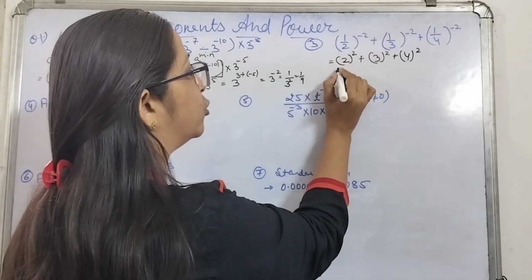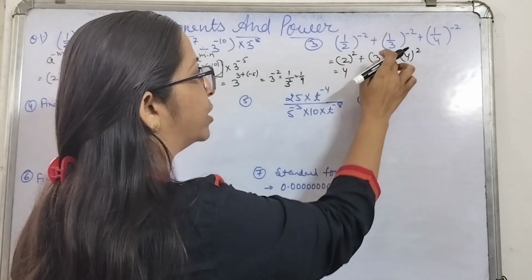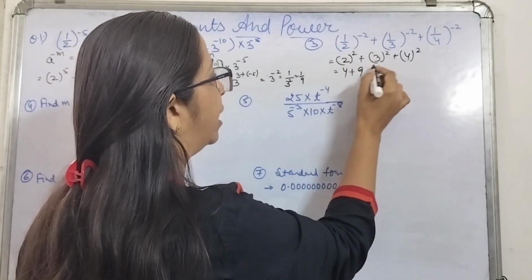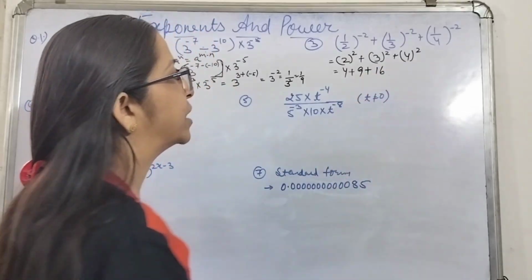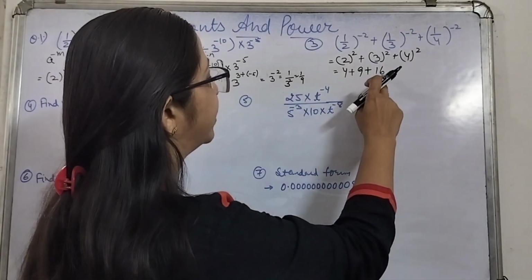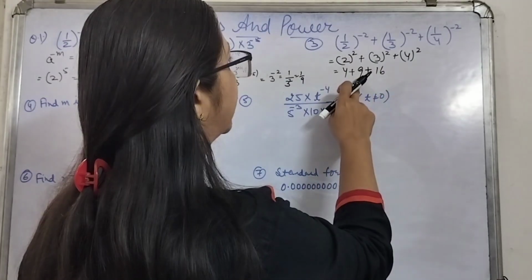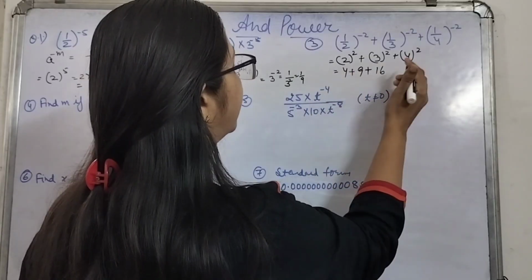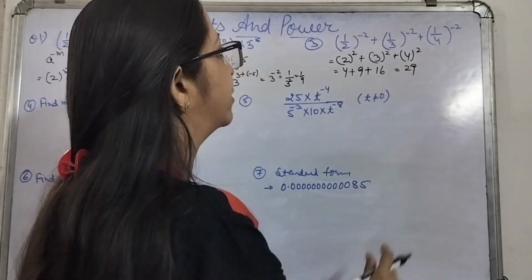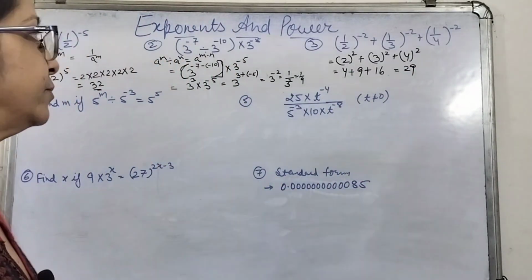Now 2 raised to the power 2 means 2 multiplied by 2, 4. 3 multiplied by 3 will be 9, and 4 multiplied by 4 will be your 16. So if we will be solving it further, 16 plus 9 will be your 25. 25 plus 4 will be your 29, which will be the answer.